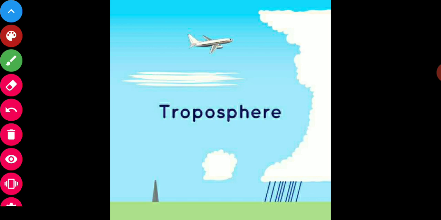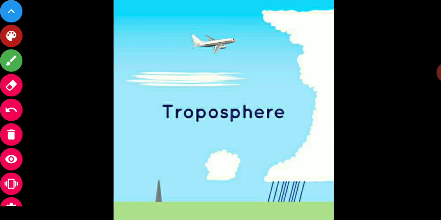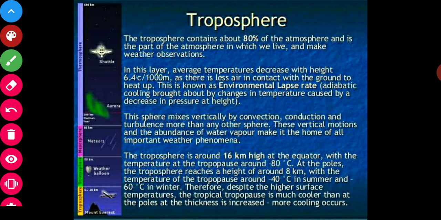The first layer of the atmosphere is troposphere. The word tropo belongs to Latin, which means change. Thus, troposphere is the layer in which all the changes regarding weather conditions occur. This troposphere contains about 80% of the atmosphere, and it is the part of the atmosphere in which we live and make weather observations.